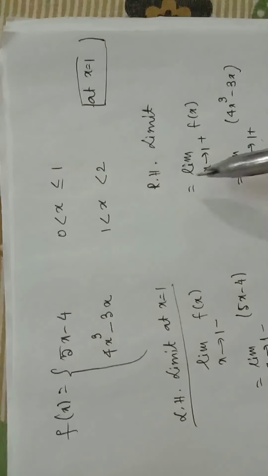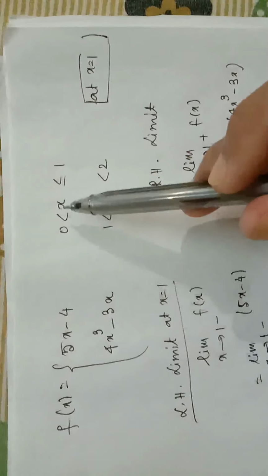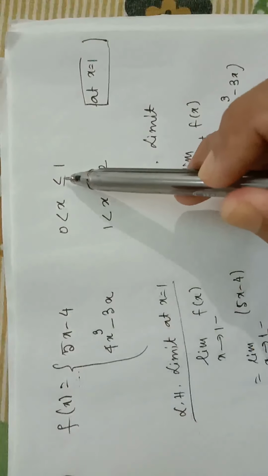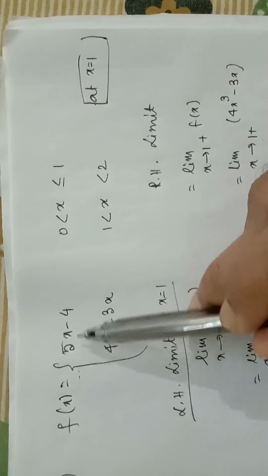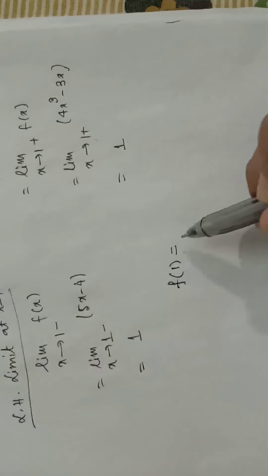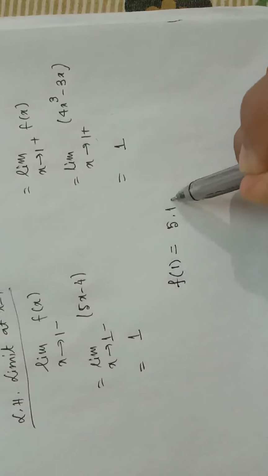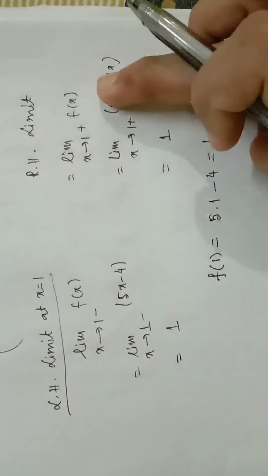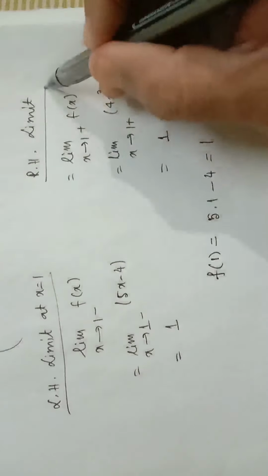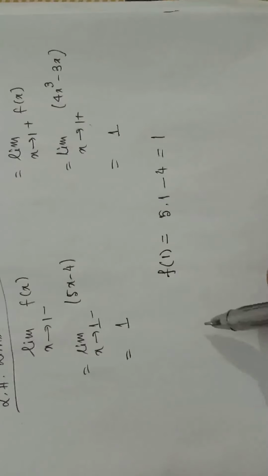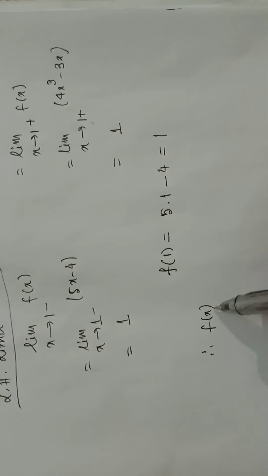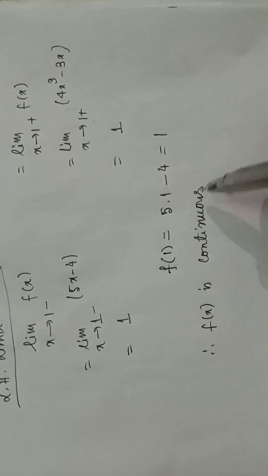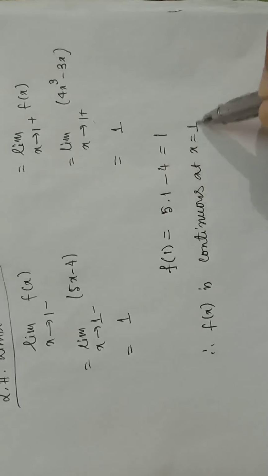To find f of 1, you have to put x equal to 1 in the relation where x equal to 1 is given. So f of 1 will be 5 into 1 minus 4, which is equal to 1. So the left hand limit, right hand limit, and functional value, all three are equal to 1, and therefore we say f(x) is continuous at x equal to 1.